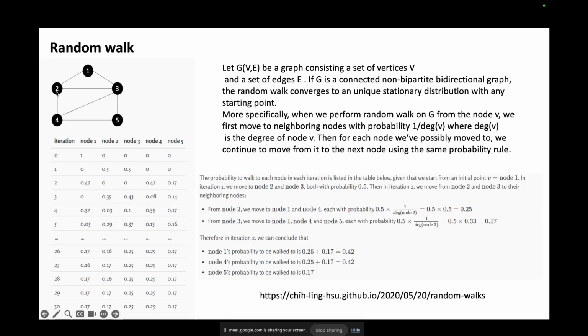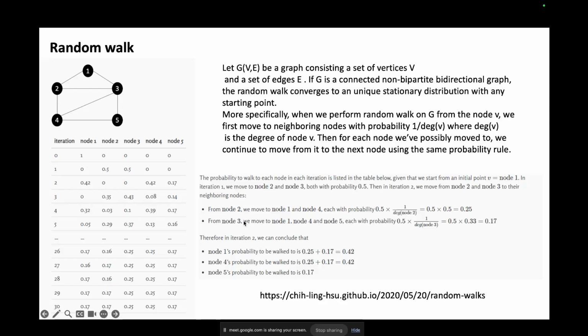So the probability of moving from node 2 to node 4 or node 1 will be 0.5, right? Because the degree of node 2 is 2 in this case, not 3, because you're not assuming 3. So 1 by the degree of node 2 is basically 1 by 2, which is 0.5. Now your probability of moving to node 2 is already 0.5. So the total probability will be 0.5 into 0.5, which is 0.25, right?